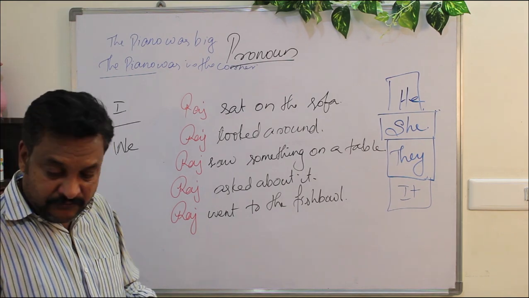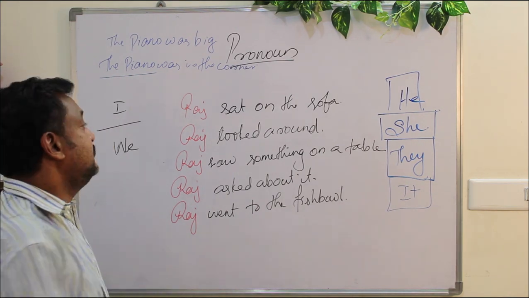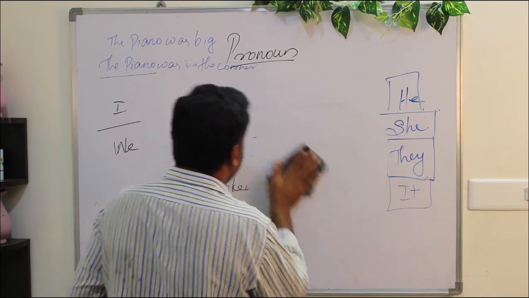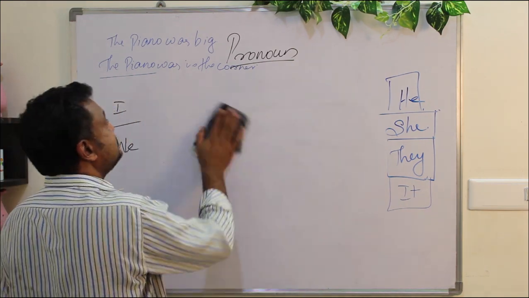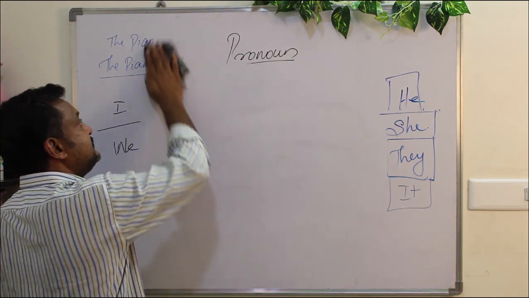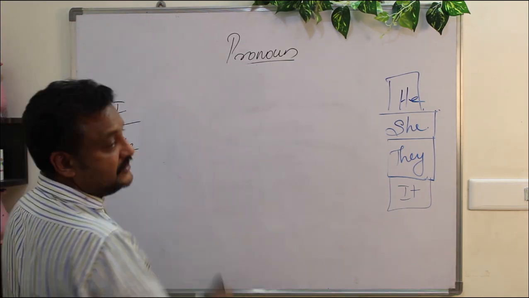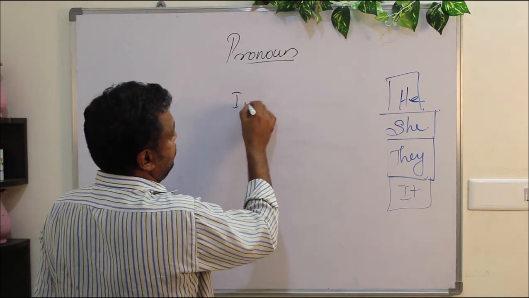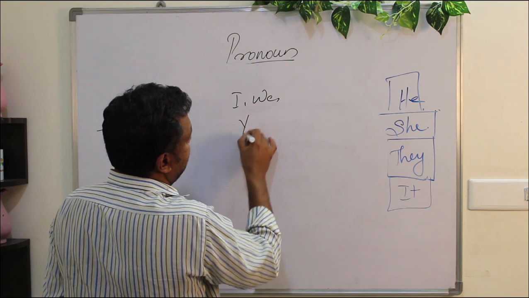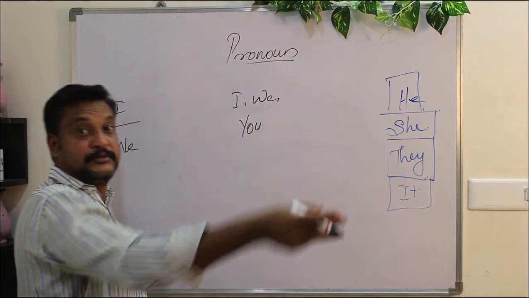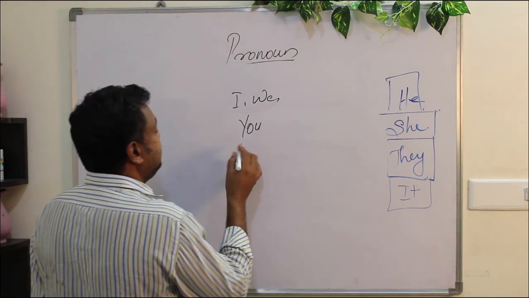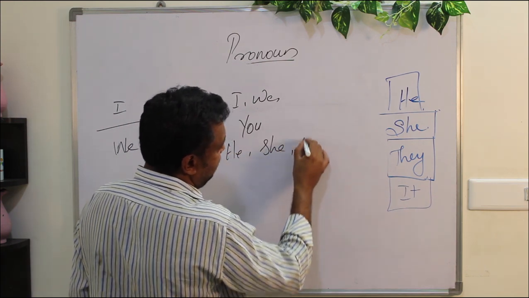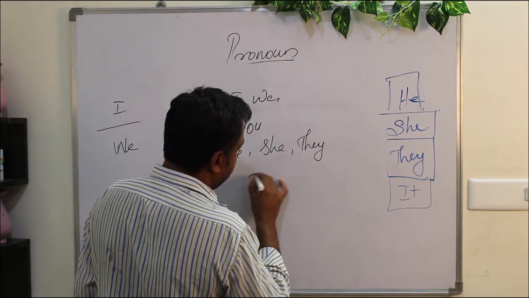Okay? So now we have got a set of words which can be used instead of a noun. Isn't it? Whenever a noun gets repeated, so as to avoid that repetition, we can use I or we, or if you have to tell about a second person, then we can use you. Then we have he, she, they, and it.